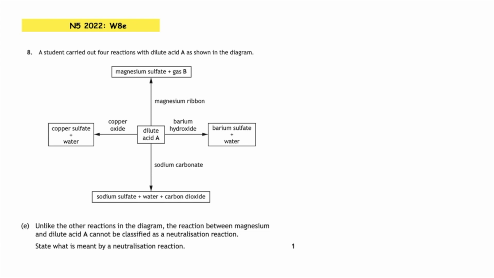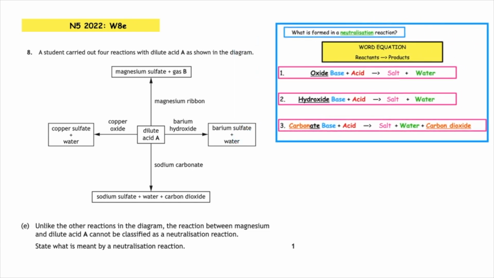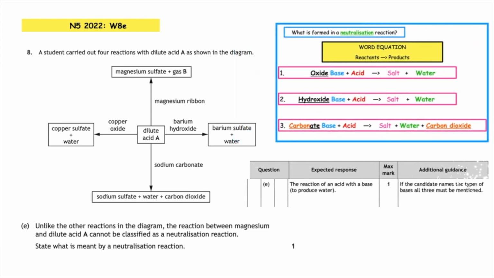Unlike the other reactions in the diagram, the reaction between magnesium and dilute acid A cannot be classified as a neutralization reaction. State what is meant by a neutralization reaction. So a neutralization reaction is when you have an acid reacting with a base.